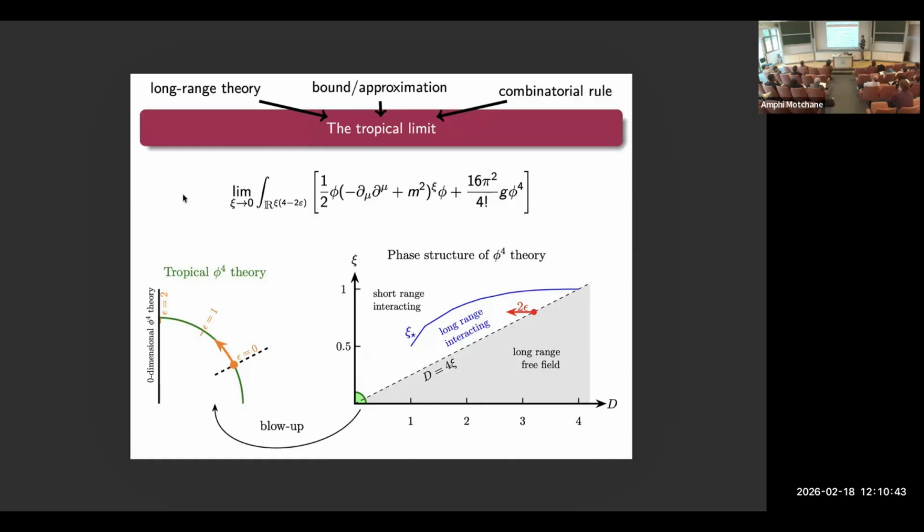Another thing people do is look at long-range field theory. You fix a dimension, but you look at different quantum field theories where you have different exponents here.